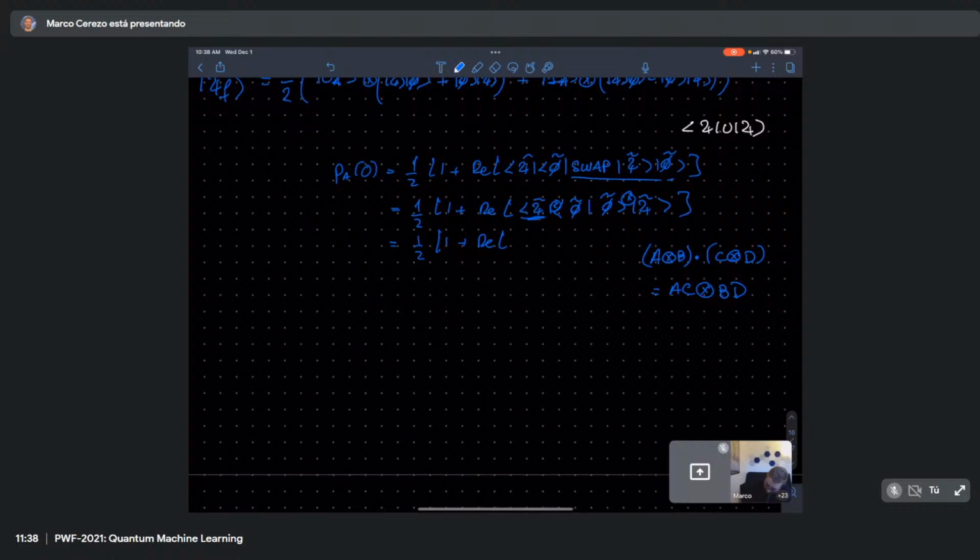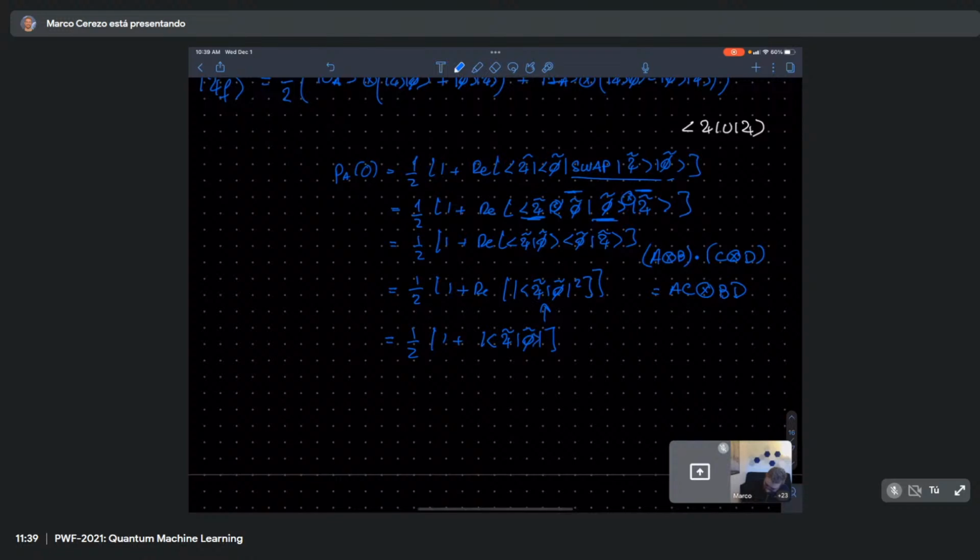I multiply this times this. So I have psi phi times, and here I have phi psi, because now I multiply this with this. And this is nothing more than 1/2 of 1 plus the real part of the inner product between psi and phi squared, which we know is a real number, so we can just get rid of the real part. This is just 1/2 (1 plus the squared inner product of psi tilde and phi tilde).